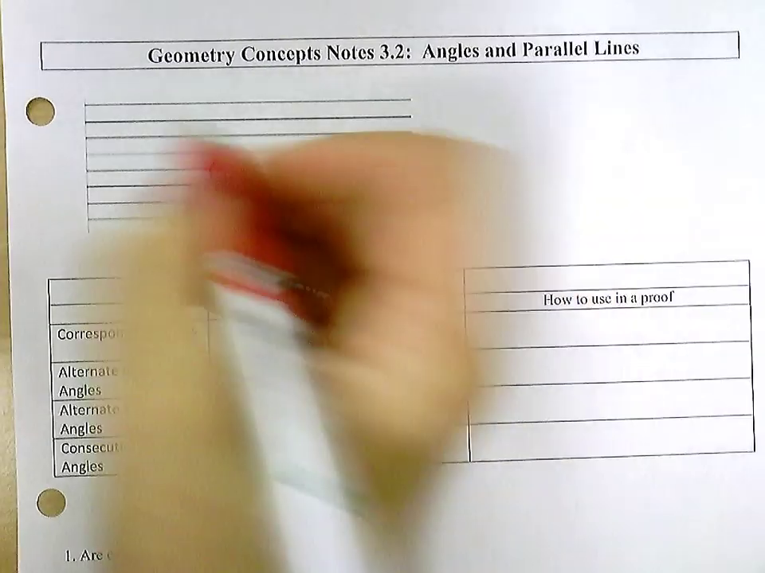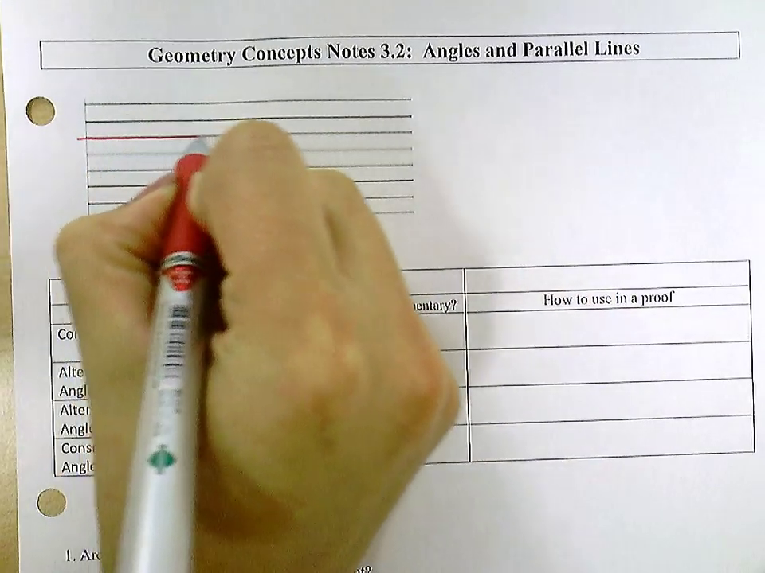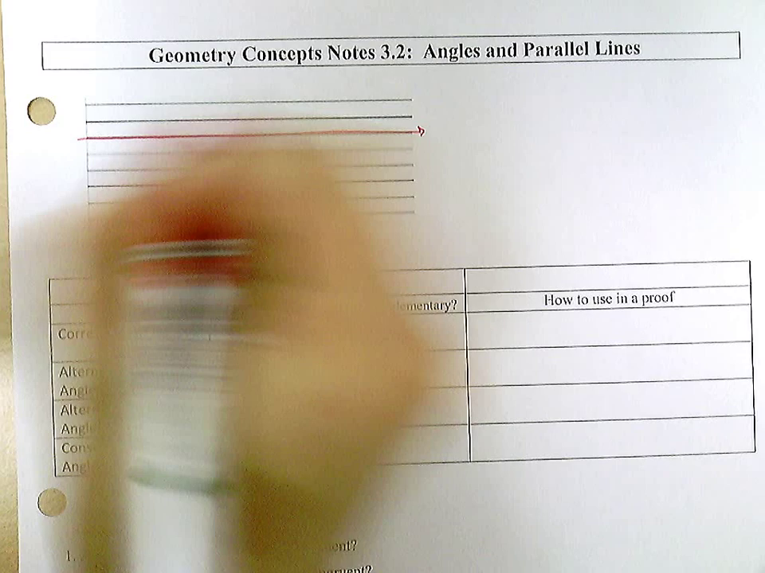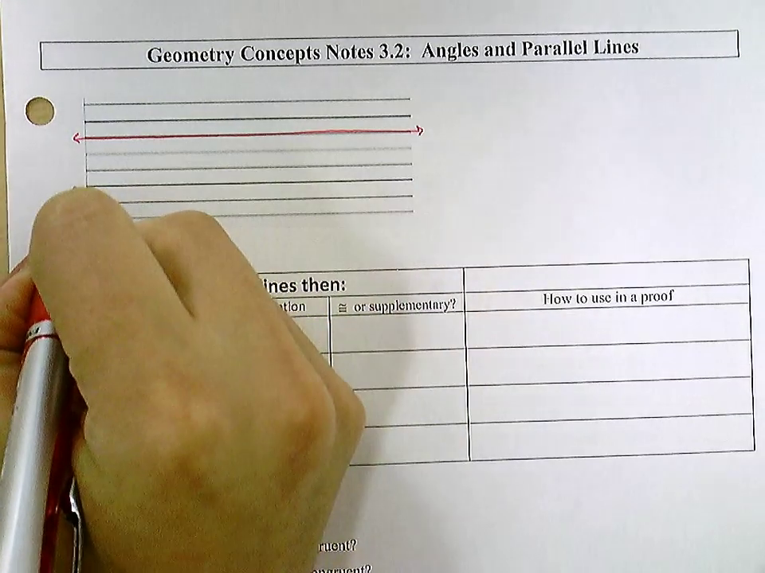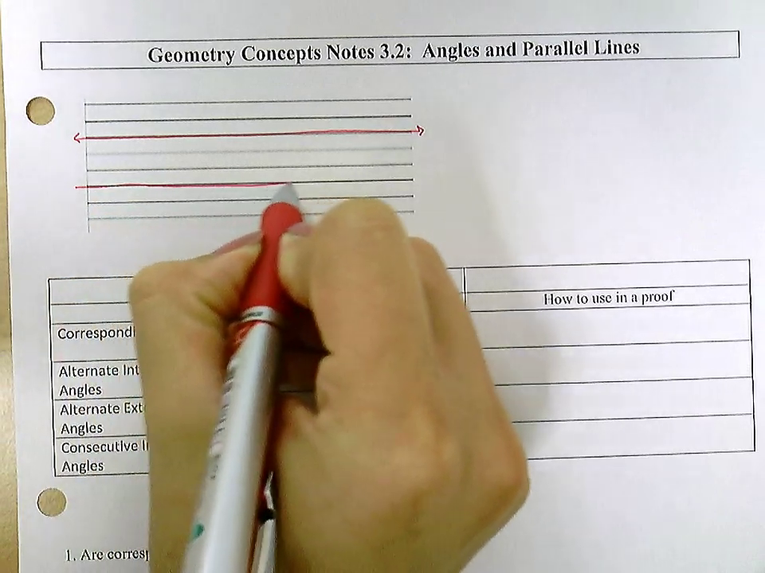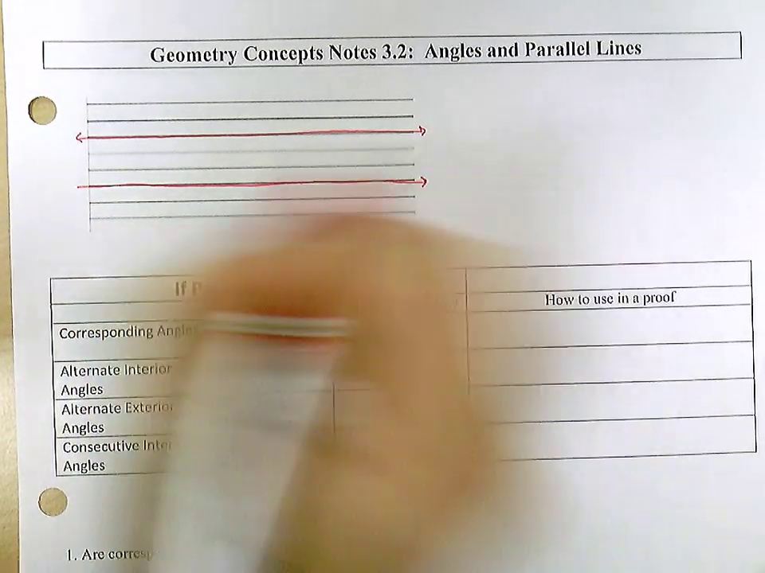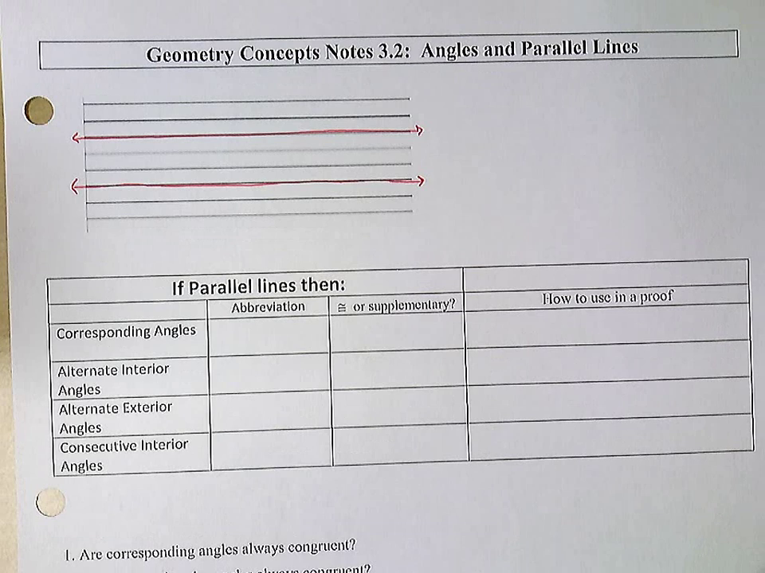So we have different angles created when we have parallel lines and a transversal that cuts through those parallel lines. To start out here, I'm going to draw in my parallel lines. It doesn't matter which lines you choose. I'm going to choose this one and this one. Okay, so these lines are parallel, meaning they're never going to intersect. Those two lines will never intersect. They are parallel to each other.